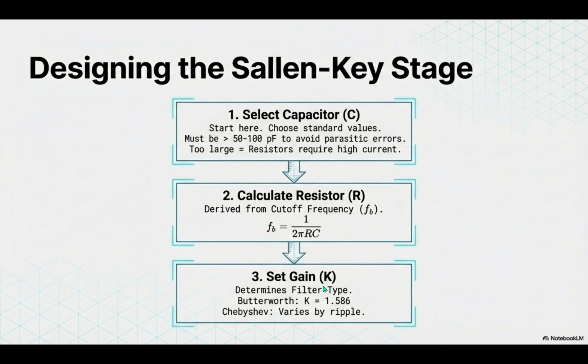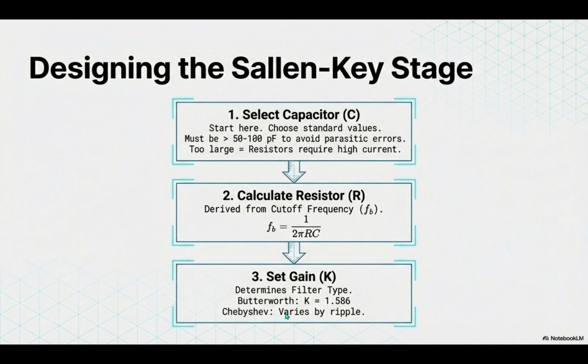And this is where the art comes in. That gain value determines the flavor of the filter. If you set dollars to exactly 1.586, you get a Butterworth. Which is the vanilla flavor. It's maximally flat. It's smooth, no bumps in the passband. But sometimes smooth just isn't good enough.